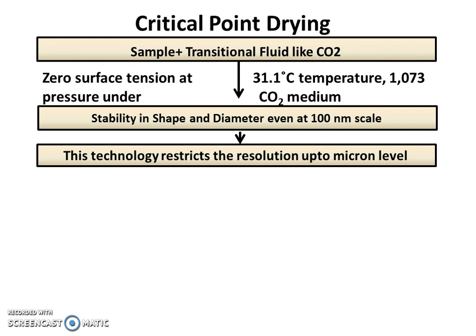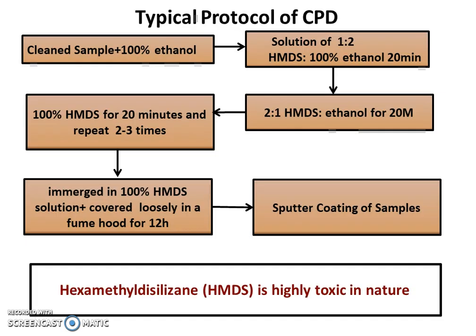This technology restricts the resolution up to micron level. So how does this CPD technology work? This is the typical protocol of CPD. In a typical protocol, a cleaned sample surface of biomaterial is treated with 100% ethanol. Then a solution of 1:2, in which one part is HMDS and two parts ethanol, is used. The sample is treated for 20 minutes.